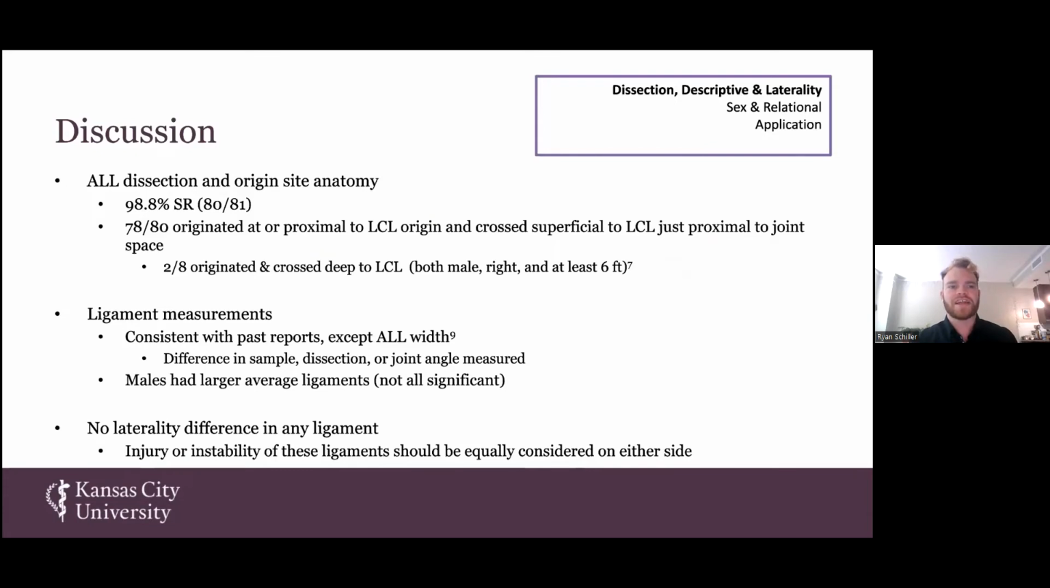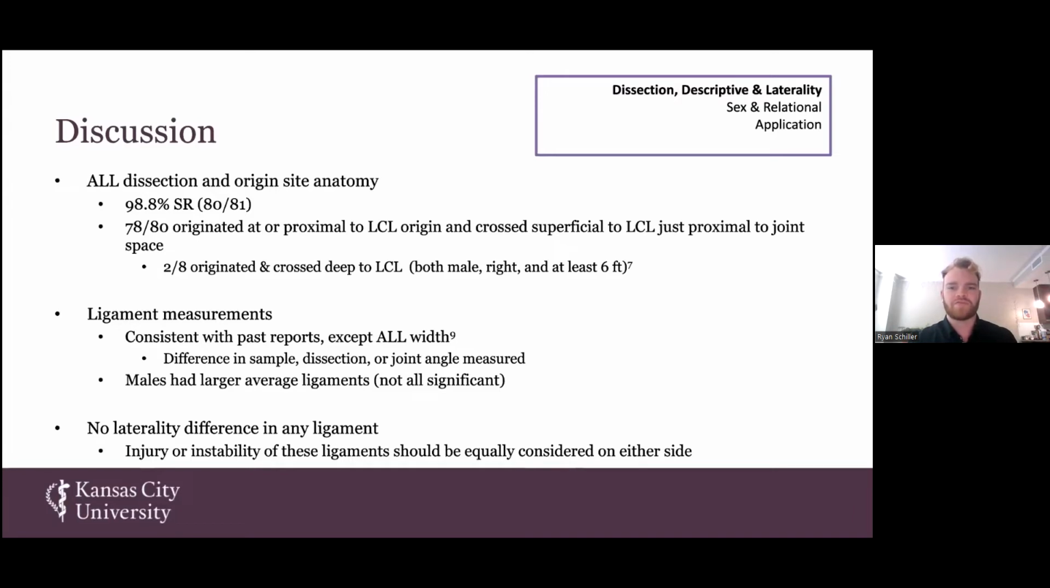So just starting the discussion out generally with the dissection of the ALL and its origin site anatomy. Like I mentioned, there was only one ALL that we did not find during the dissection. So this was a 98.8% success rate for finding the ALL. And in looking at its origin site anatomy, 78 out of those 80 originated either at or proximal to the LCL origin on that lateral epicondyle and crossed superficial to it on its way to its insertion. But 2 out of the 80, they originated and crossed deep to the LCL.